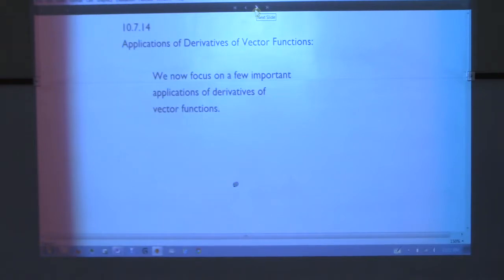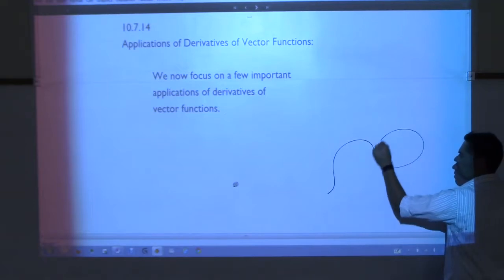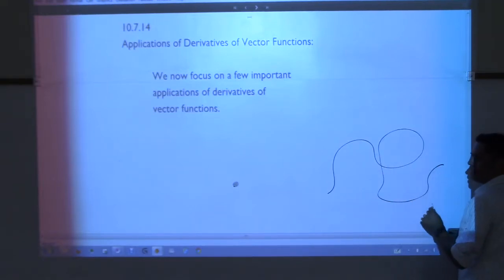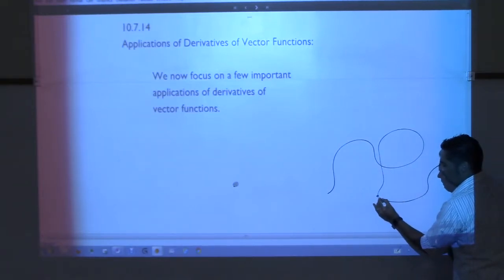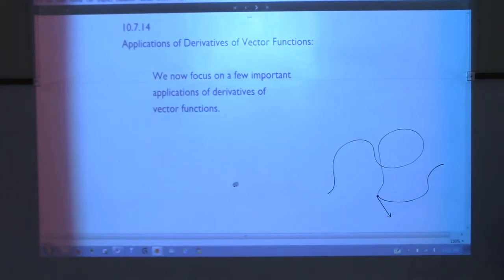All right, now we're going to focus on some applications of the derivatives. We've looked at how we can get them. We know that if you have a curve, and it doesn't matter if this curve is three-dimensional or two-dimensional, right? If we pick a point on it, we can find that tangent vector by just taking the derivative of the vector function, right? That's what last class was about. But now, what are some other applications of this?